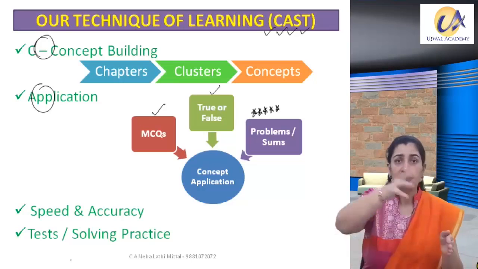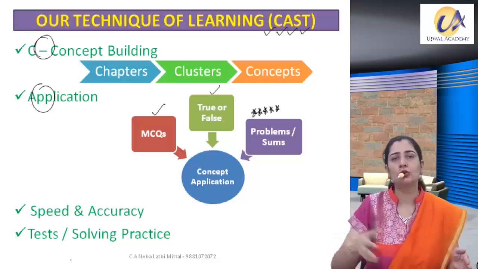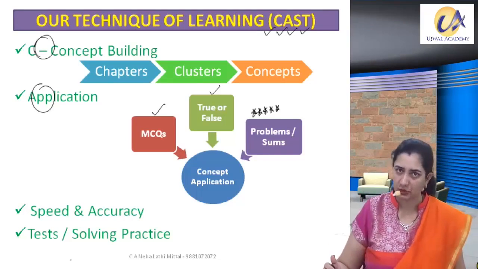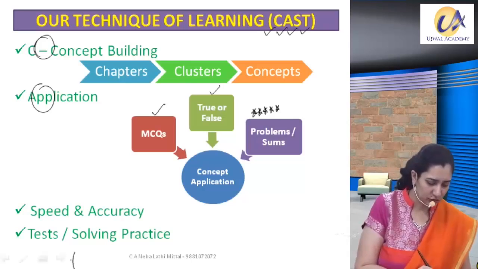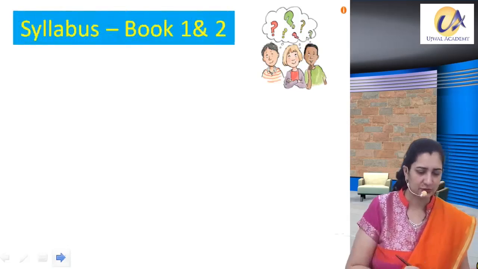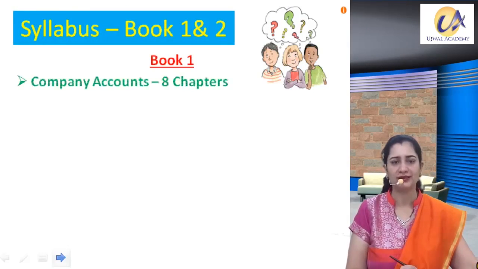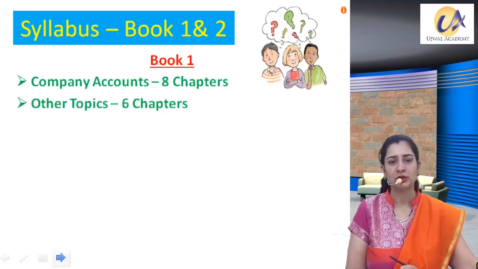So this will be the complete way that we are going to cover this whole vast syllabus of yours. This is about your test-solving, cast technique. Next we have your Book 1 and Book 2. I already told you, Book 1 consists of your 8 chapters of company accounts. You have 6 chapters of other topics, so total 14 chapters.